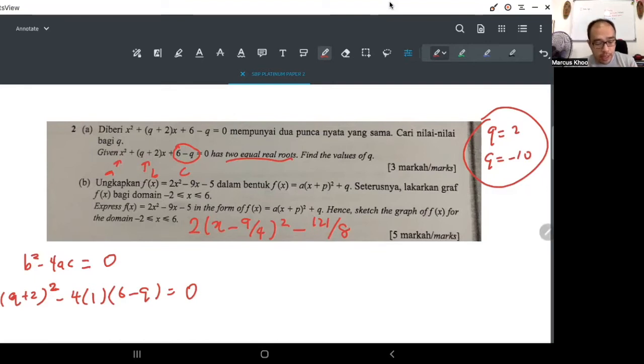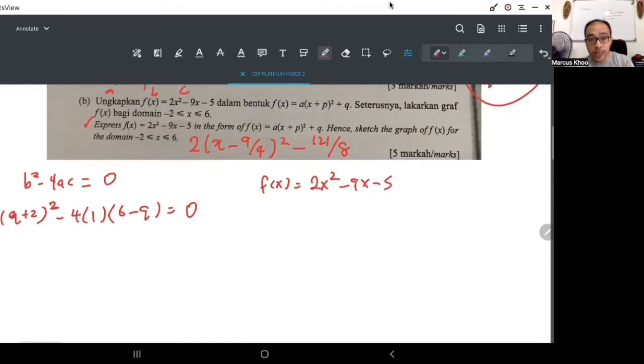Okay. B, express fx equals to 2x squared minus 9x minus 5 in the form of this. So you have to do completing the square. Okay, now don't forget, if you're going to complete the square, you need to make sure that these two is factorized out first. Okay, don't immediately jump into the half, the times x, don't.